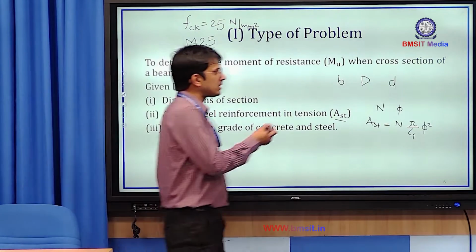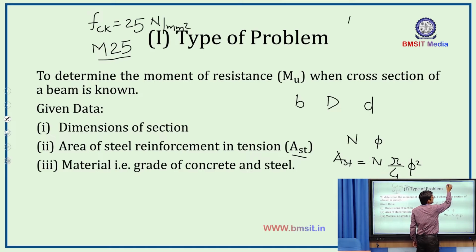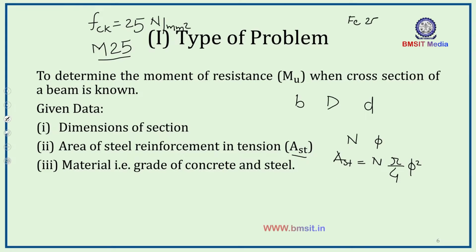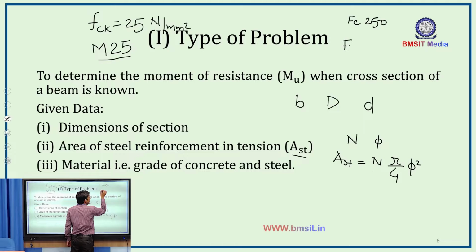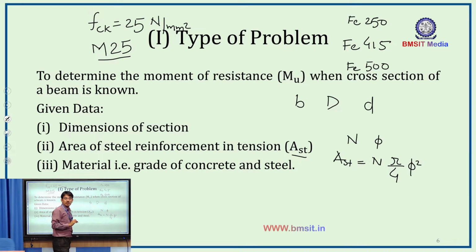Generally we have three types of steel. The first is Fe 250, second is Fe 415, and third is Fe 500. From this we get the yield strength of the steel, that is Fy.